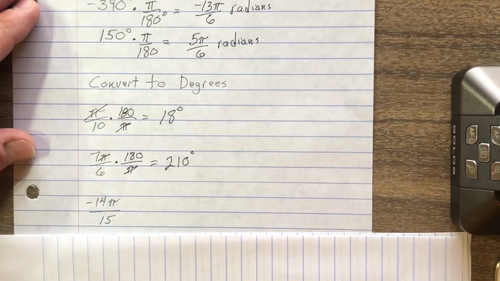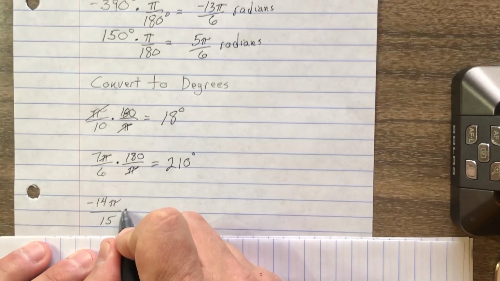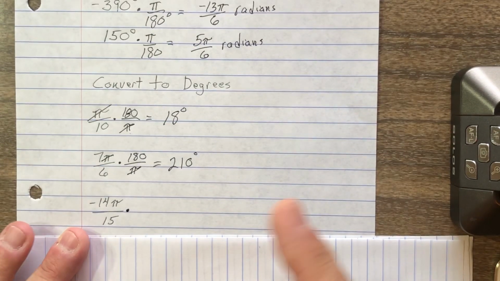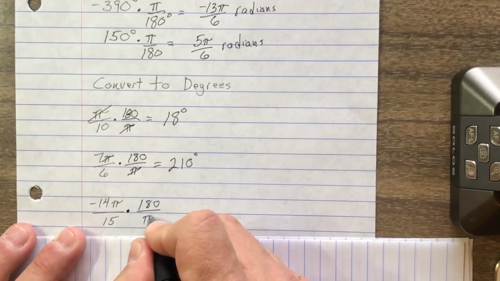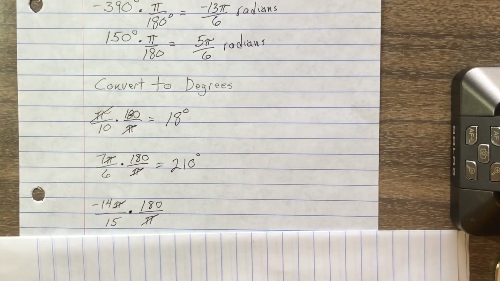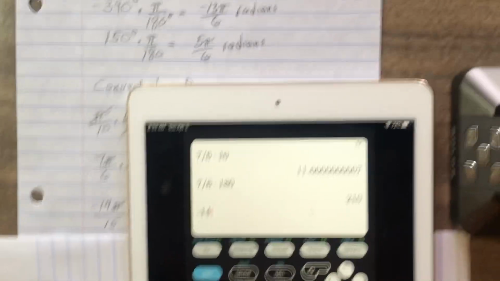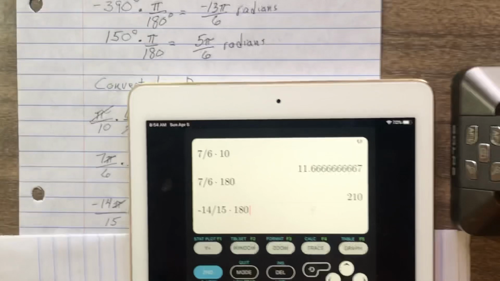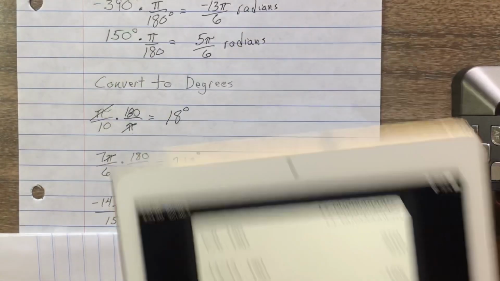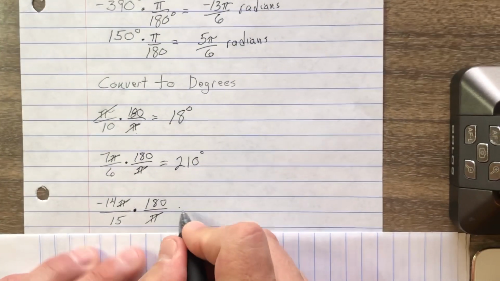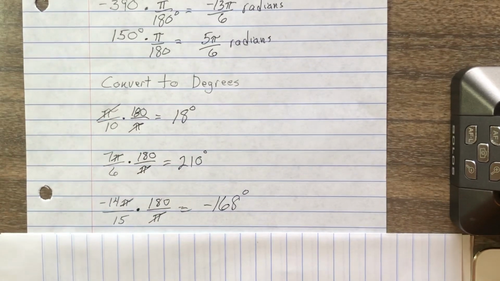Okay? Last one, negative 14 pi over 15. Well, again, that's a negative angle. That just means it's going clockwise on the unit circle. But again, you multiply by 180 over pi. Pi's cancel out. Negative 14 over 15 times 180. And that comes out to negative 168 degrees. So that means the answer is negative 168 degrees.